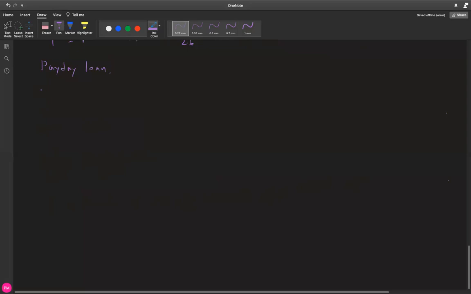So let's do an example. Let's say a particular payday loan company offers quick and short-term loans using the borrower's future paychecks.